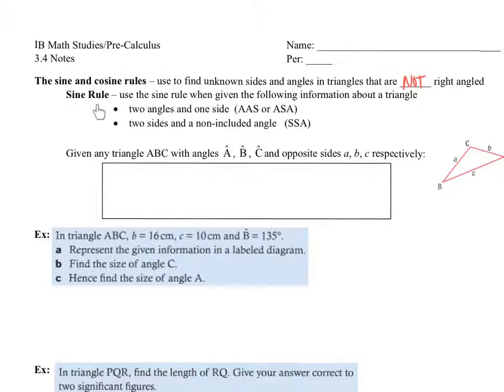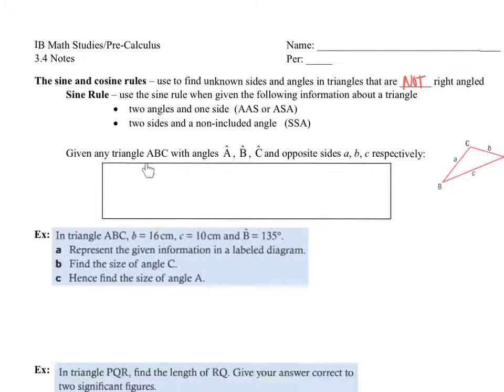Okay, so let's start with the sine rule. You'll use the sine rule when given the following information about a triangle: either two angles and a side, or two sides and a non-included angle. Don't worry so much about memorizing this. It will become obvious to you when to use the law of sines. So let's go ahead and state the law of sines.